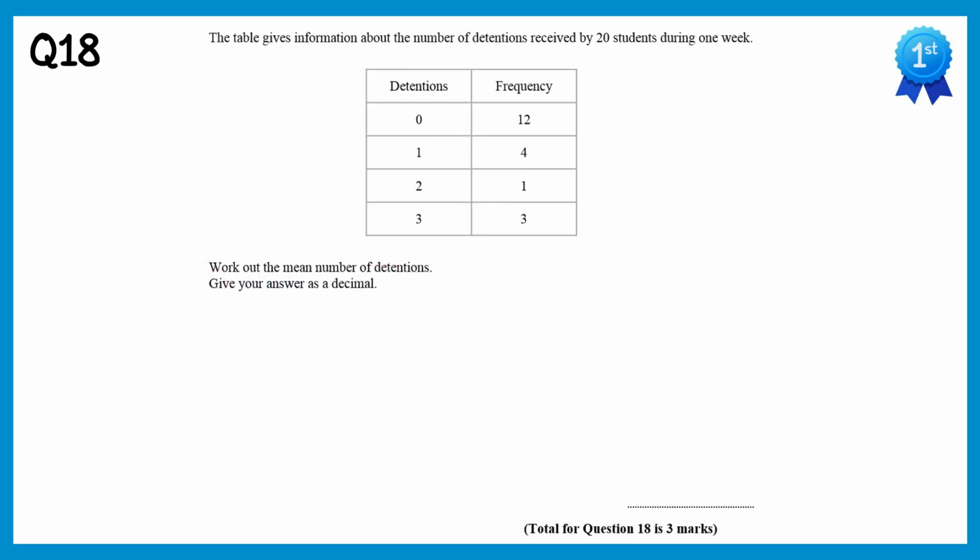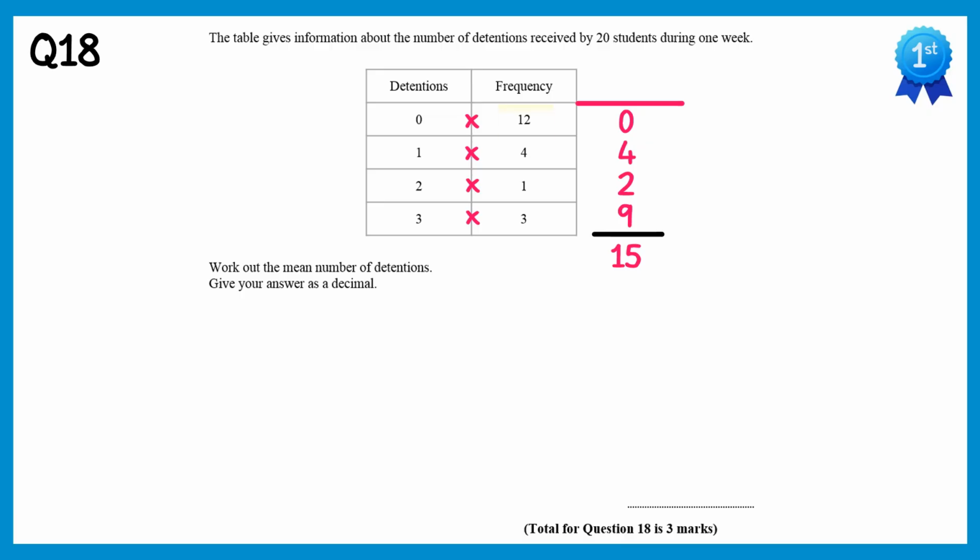To find the mean from a table, we add an extra column and then multiply the detentions by the frequencies. 0 times 12 is 0, 1 times 4 is 4, 2 times 1 is 2, and 3 times 3 is 9. We can then add up the final column here, which gets you the total number of detentions, which is 15.